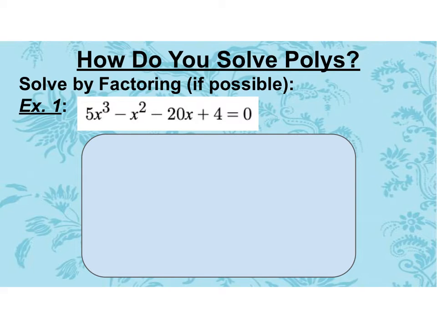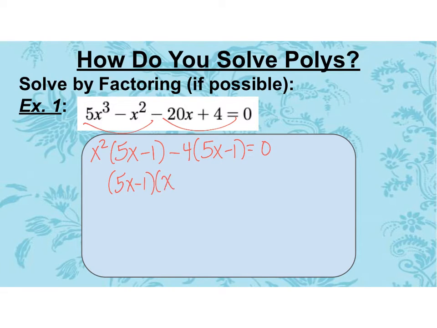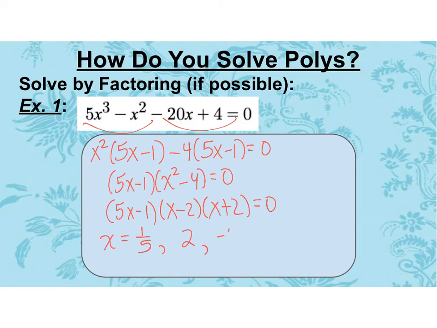This one has 4 terms, so I'm going to factor by grouping. I'm going to take out the x squared, and we have 5x minus 1. I'm going to take out a negative 4 for another 5x minus 1. 5x minus 1 is my GCF. That leaves behind x squared minus 4. I'm going to factor fully. This is a difference of 2 squares, so we have (5x minus 1)(x minus 2)(x plus 2) equals 0. Using the zero product property, I could set each of those factors equal to 0. So x here is 1/5, 2, and negative 2. It's a third degree, and I had 3 real answers.